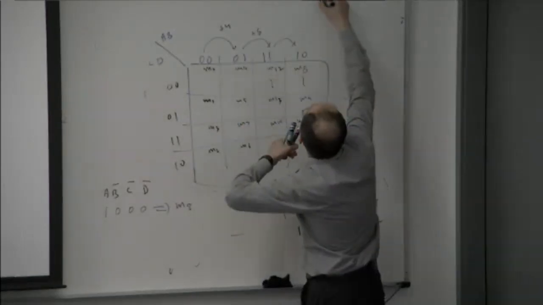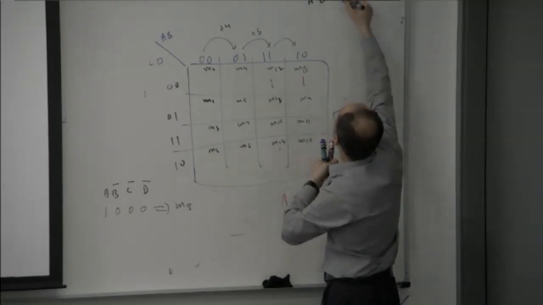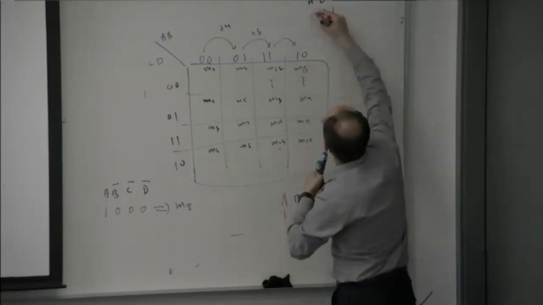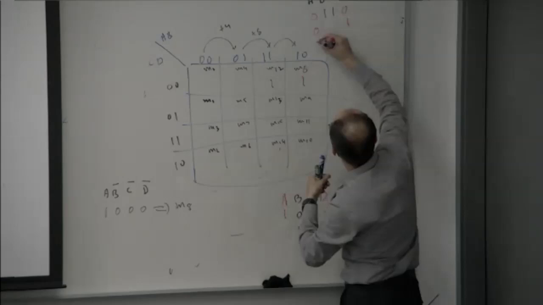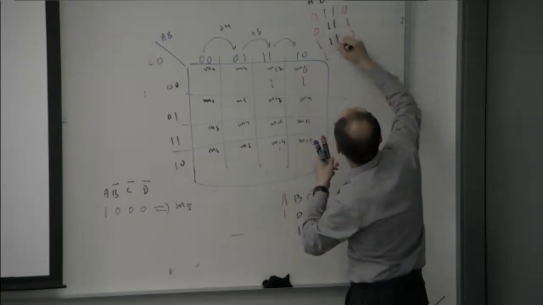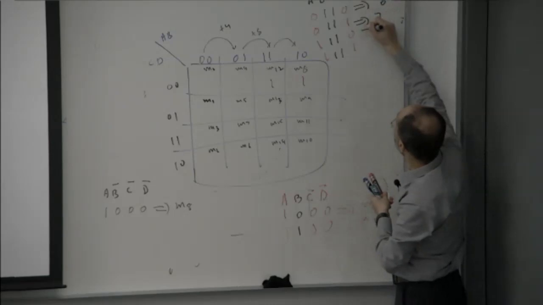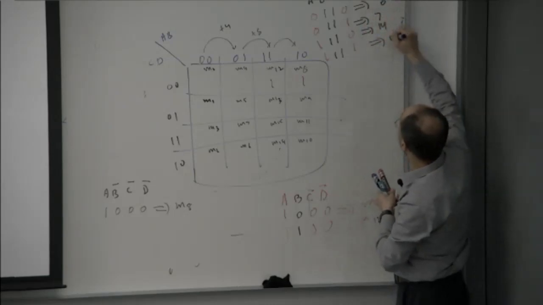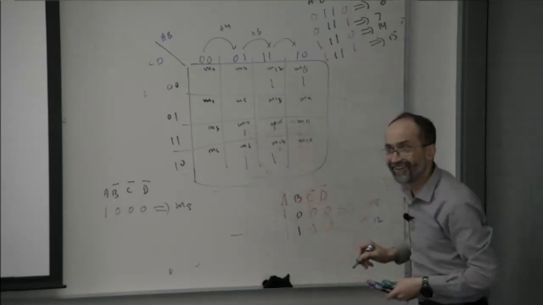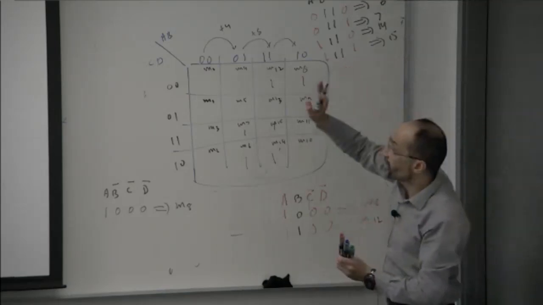Please look here. BC: A is missing, D is missing. BC is 1 1. What are the possible combinations? 0 1 1 0, 0 1 1 1, 1 1 1 0, 1 1 1 1. So this is 6, 7, 14, 15. Got it? Method number 2. So which one is better for you? You can use that.